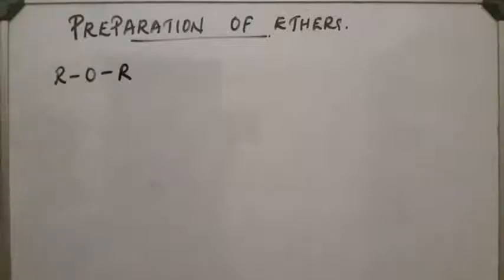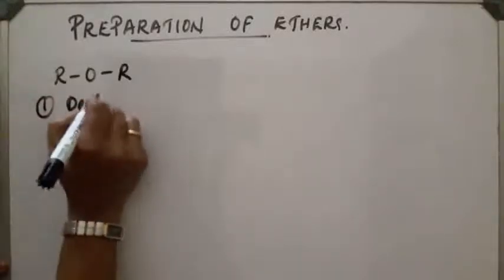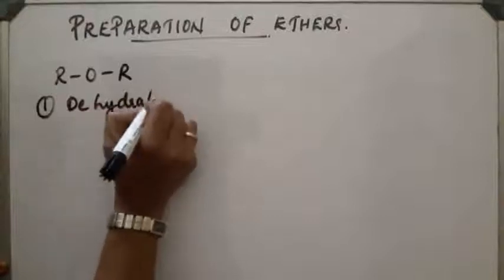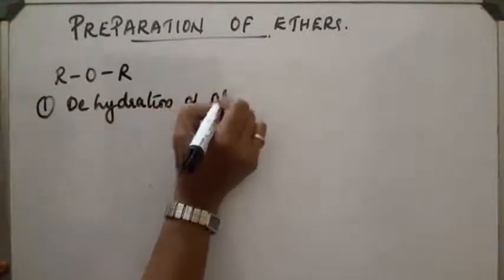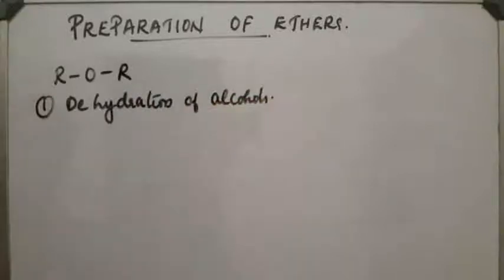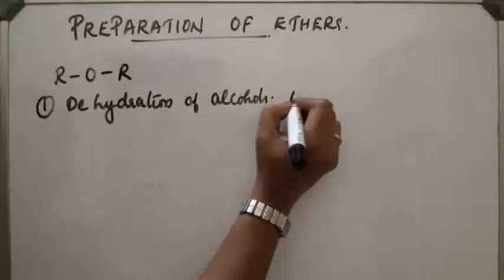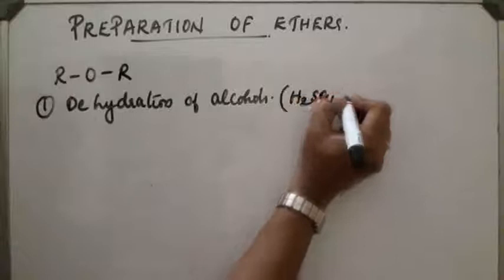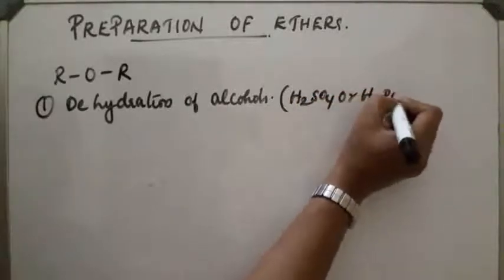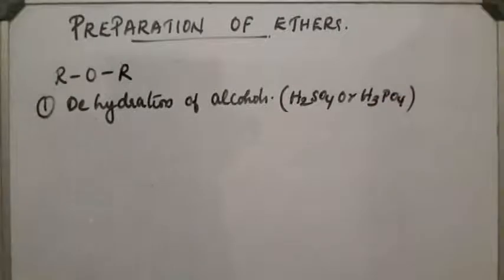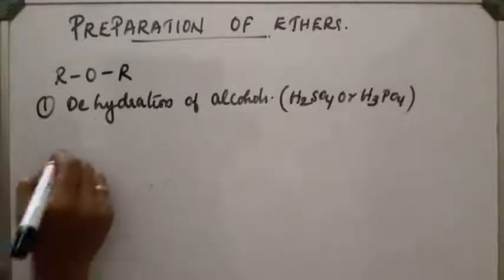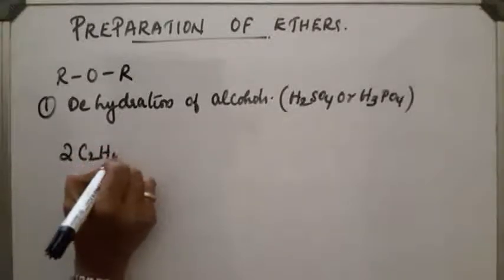Different methods of preparation. First method is dehydration of alcohols. The reaction takes place in presence of protic acids like H2SO4, sulfuric acid, or H3PO4, phosphoric acid. Reaction takes place in presence of any of these two acids, and on heating the alcohol at a temperature of 413 Kelvin. The reaction is as follows.